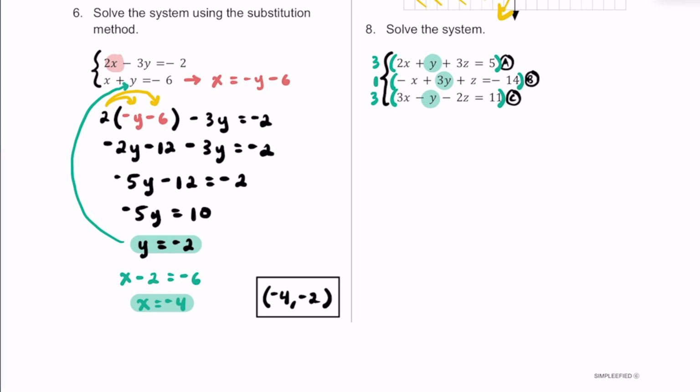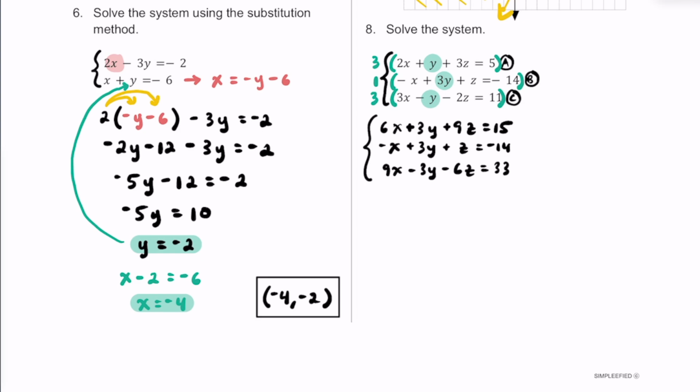So look what's going to happen here. For equation A, we're going to have 6x plus 3y plus 9z is equal to 15. For the second equation, nothing's going to change. We're going to have -x plus 3y plus 1z is equal to -14. And then equation C is going to be rewritten as 9x minus 3y minus 6z is equal to 33. All right, so here's our new equation A, B, and C.